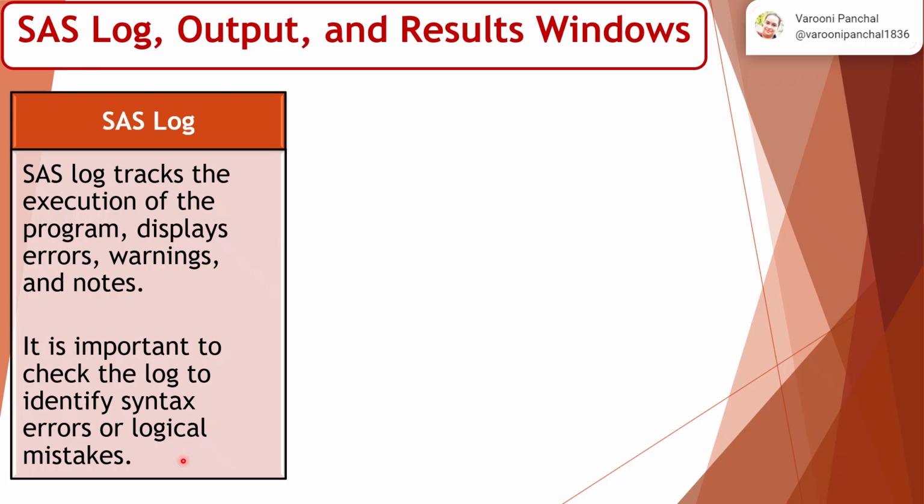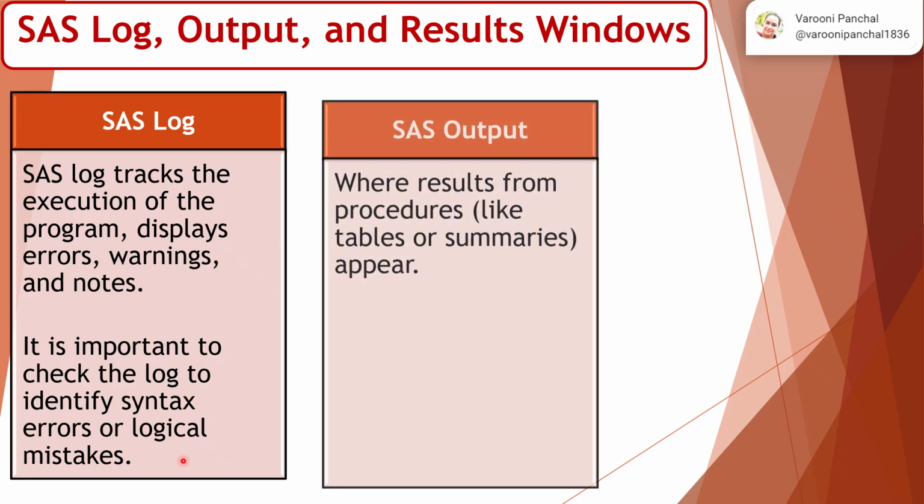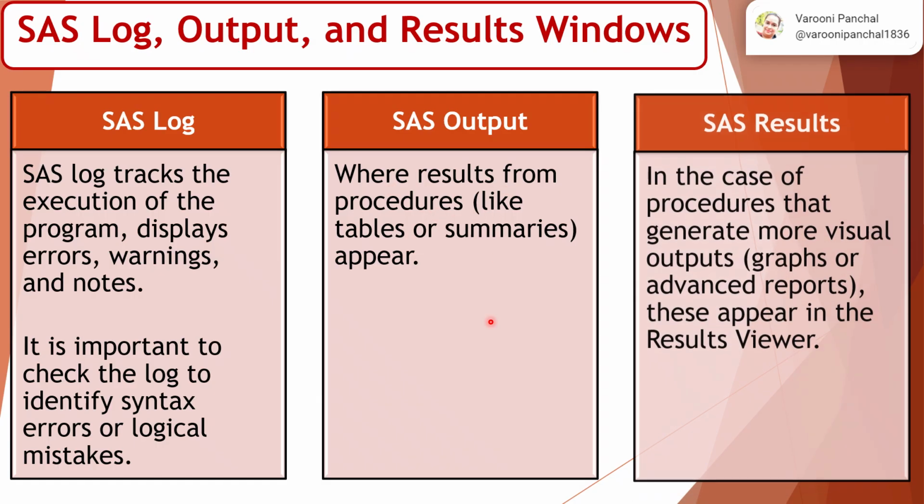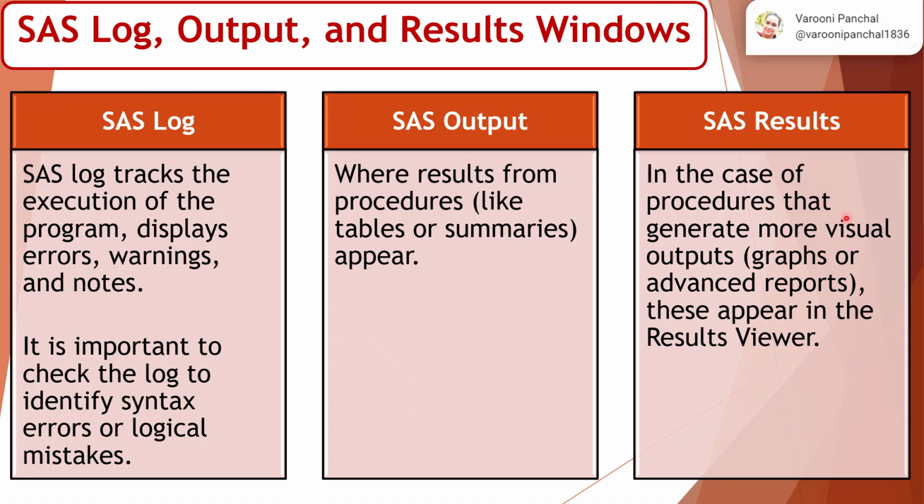The SAS output is where results like procedures, tables or summaries appear. And results, in the case of procedures that generate more visual outputs, graphs or advanced reports, appear in the results viewer. So you can see the SAS log, output and results viewer. These are the three windows that you will actually see in the SAS software.